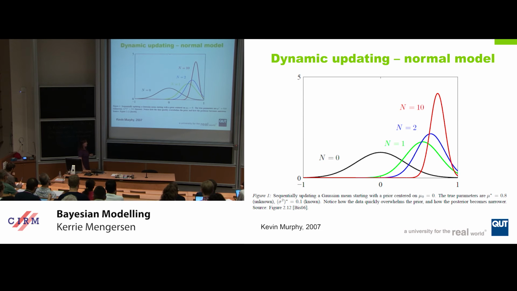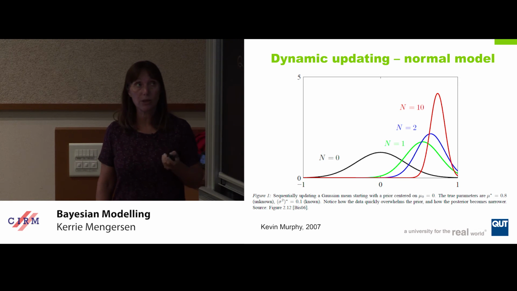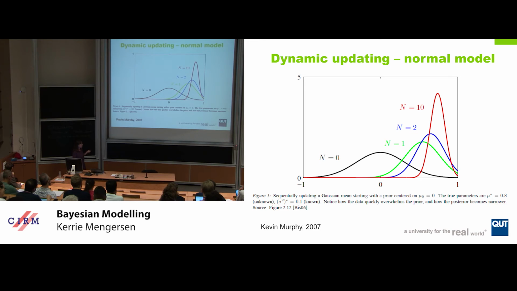All right. Again, we can do dynamic updating. Kevin Murphy has a nice article on this: sequentially updating a Gaussian mean, starting with a prior centered on mu naught equals naught. The true parameters are mu star equals 0.8, which you don't know, and sigma squared equals 0.1, which you know. As you start to get more data, here's n equals 1, here's n equals 2, here's n equals 10. Very quickly, the data start to overwhelm the prior in this particular case.